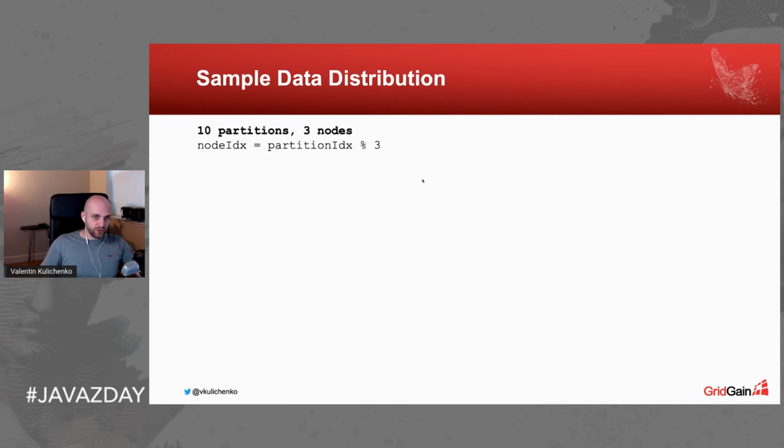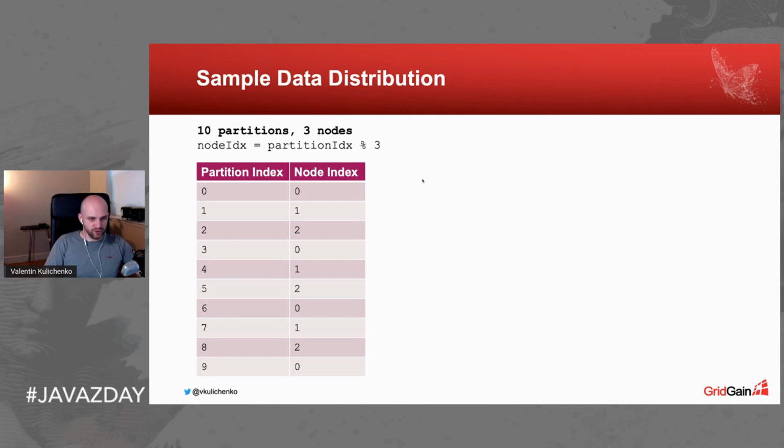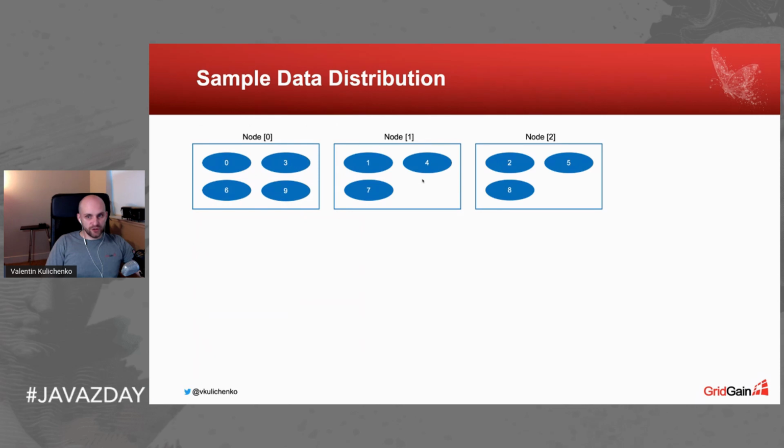So the node index for any partition will be calculated like shown here, based on our very basic mapping function that we've implemented. So what will happen is that we have the list of our partitions, which is just the list from 0 to 9. And those partition numbers will be mapped to nodes like this, right? So it's actually just a round robin distribution. We have 0, 1, 2, 0, 1, 2, and so on. So if we show it on the picture, it will look like this, right? So we'll have some partitions on node 0, some partitions on node 1, some partitions on node 2. Very good, even distribution, so everything looks good.